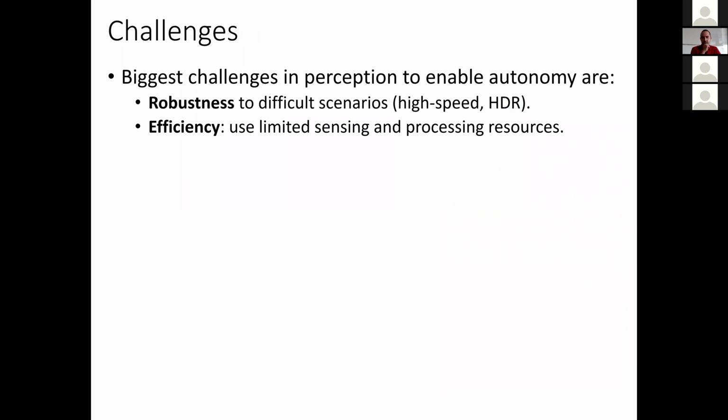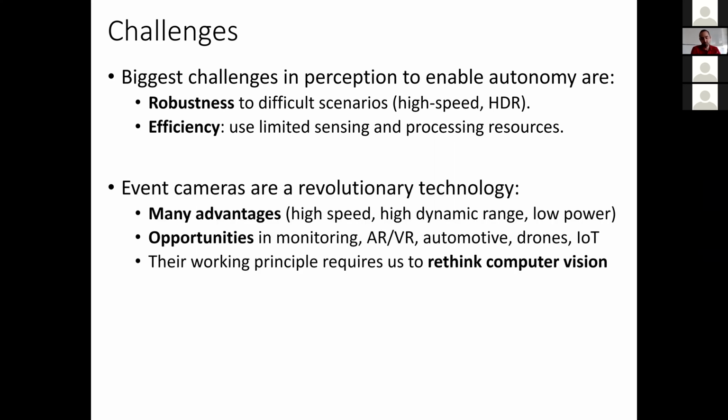So what are some of the challenges, I guess, in autonomy, to enable autonomy of agents? They are robustness to difficult scenarios such as high speed, high dynamic range, and also efficiency, because if we build an agent like the robot we've seen before, it has limited capabilities. It has limited sensing and limited processing resources and power. We try to address these challenges with event cameras, trying to come up with a bio-inspired point of view. And they are indeed revolutionary technology that offers many advantages, as I think I've shown in these previous videos, and many opportunities in different applications, which I will try to cover.